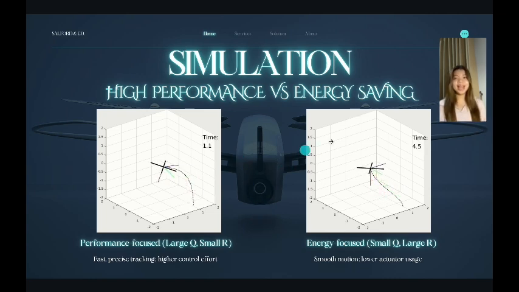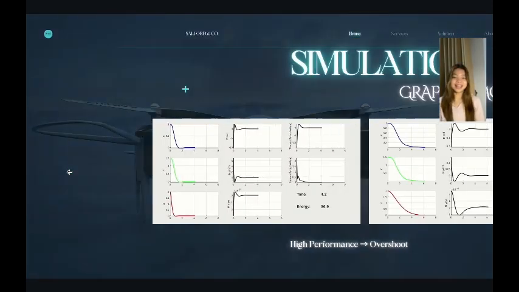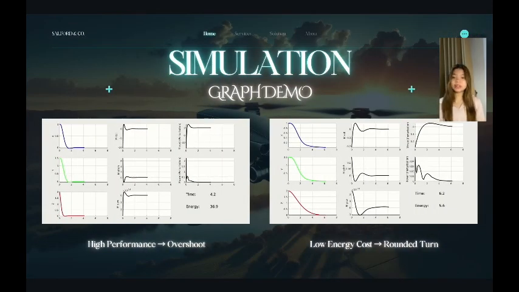As a result, the maneuver completes in 2.4 seconds, but it demands high control effort and drains more energy. On the right side, the energy-focused setup, which has small Q and large R, produces rounded turns and gentle axis movements. It takes 3.2 seconds, yet consumes far less power because the motors make smaller, gradual adjustments. With just a Q or R swap, we go from aggressive speed to smooth efficiency. No extra coding required. Now, let's take a look at the graph comparison from our simulation.